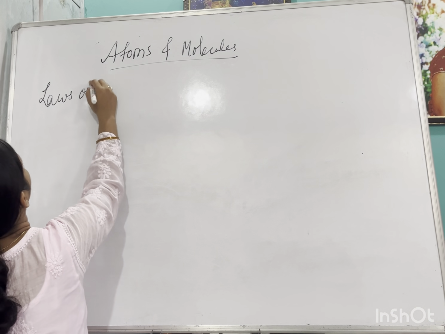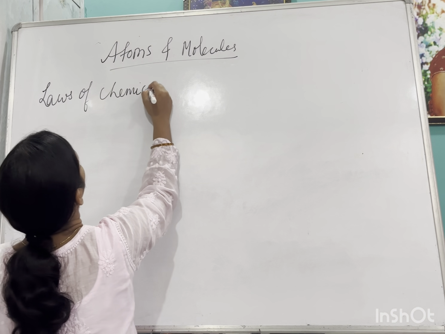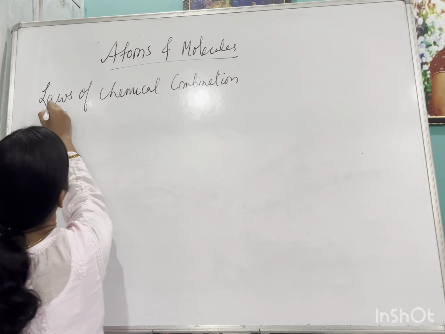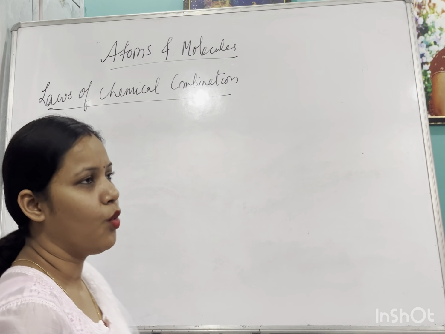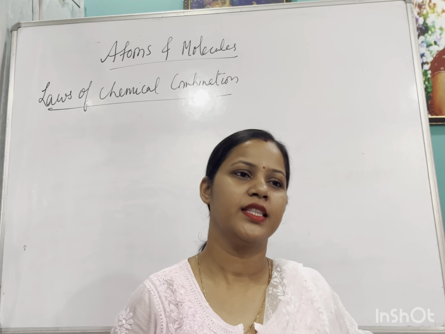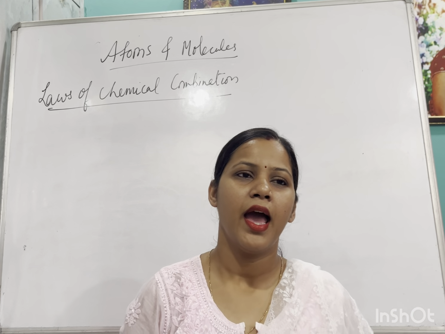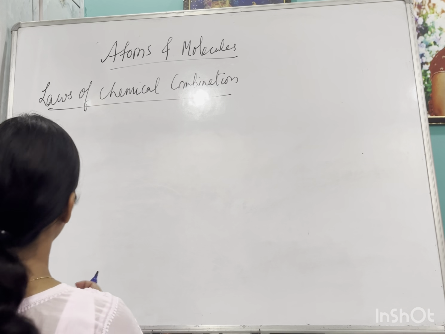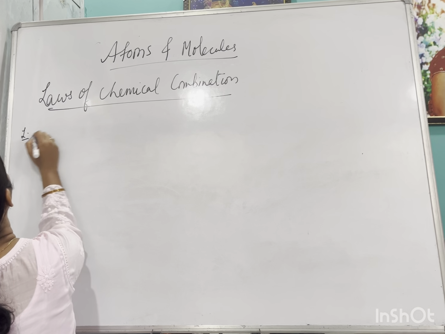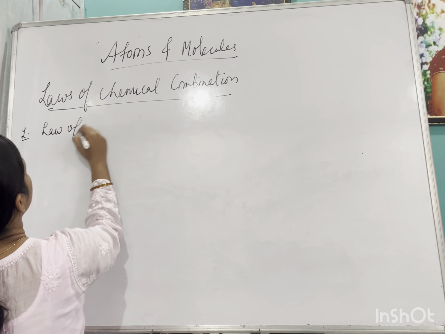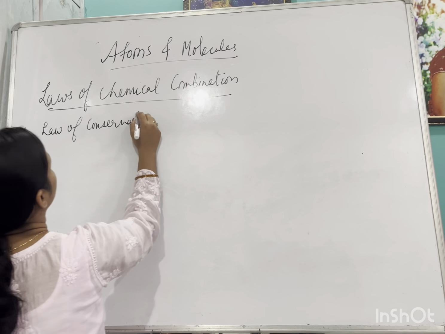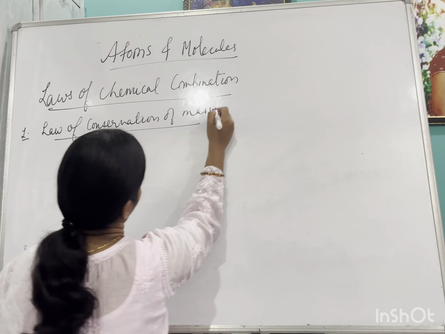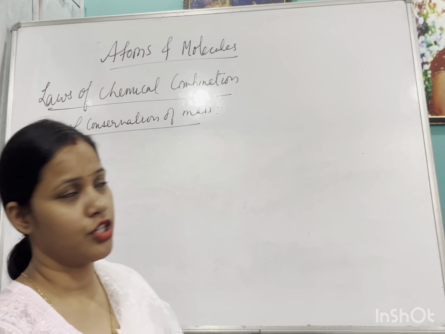Laws of chemical combination. These laws were given by the father of chemistry, Antoine Lavoisier. The laws of chemical combination consist of two laws basically. The first one is the law of conservation of mass.